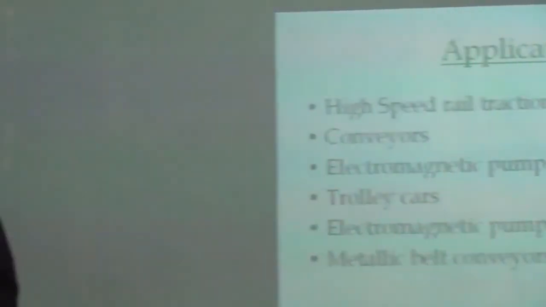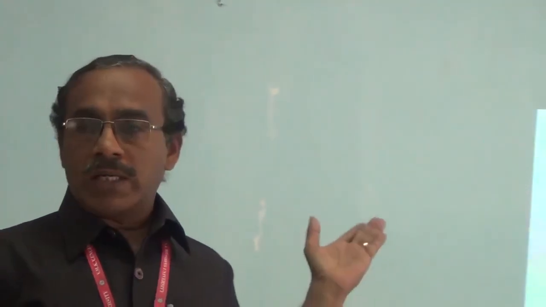In high speed ground transportation, the railway application takes place using this principle. As I said here, the integral part of the vehicle is the primary, and the track is considered as the secondary. The track will be stationary here, and the primary will be moving. That principle is used in the bullet train application of our country.